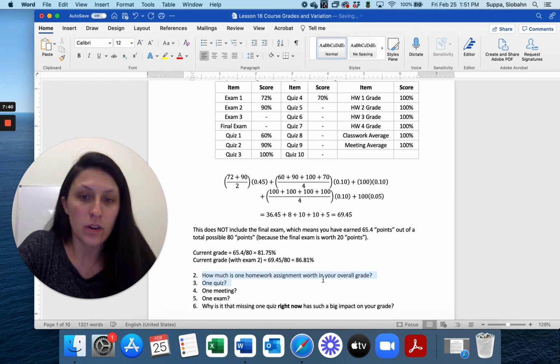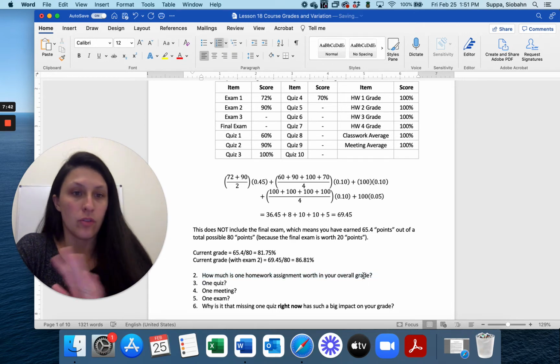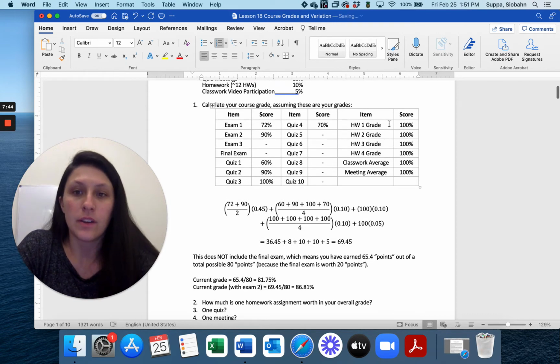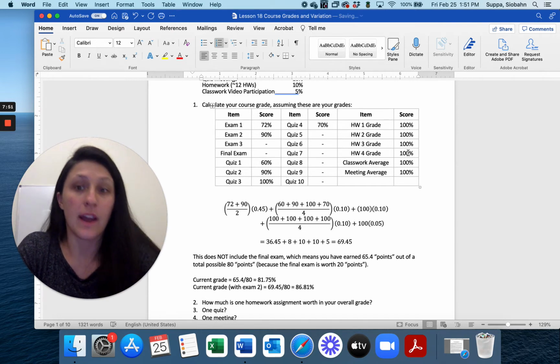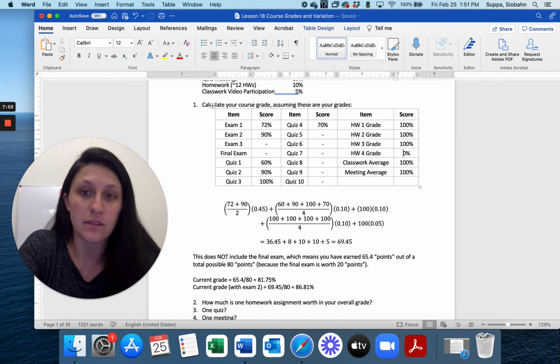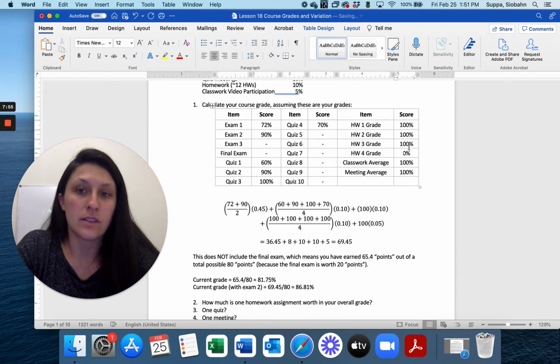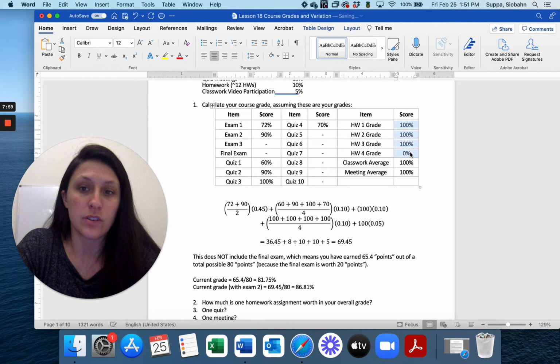So how much is one homework assignment worth in your overall grade? Right now, I get this question a lot from students. They'll say, I missed a homework. Is that going to hurt my grade a lot? Like I have a 0%. Like what if this said 0? How would that affect your grade? Well, you can figure it out. You can figure out how this average would change.